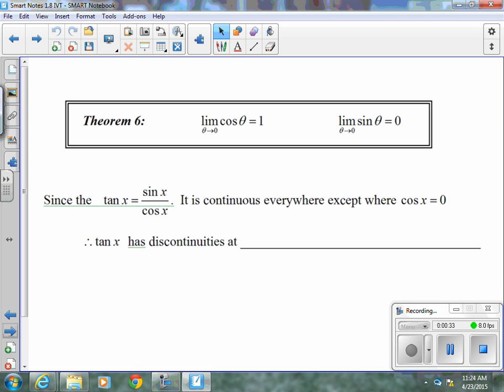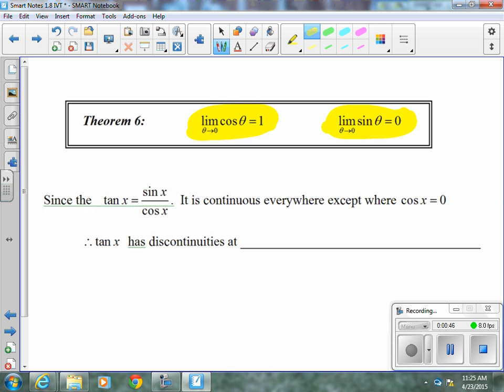So, let's begin. Theorem 6 just gives you a couple of rules, and those rules are that the limit as theta approaches 0 of cosine is 1, and the limit as theta approaches 0 of sine is 0, and that you should know because you know what sine and cosine graphs look like.